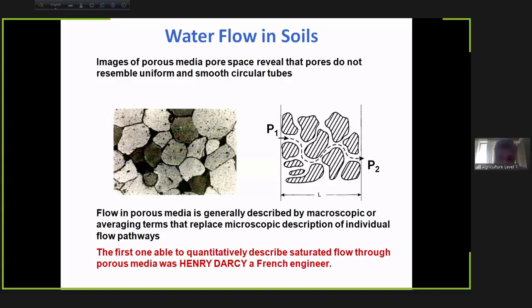Clear? Why do we call the first method gravimetric? Because you are measuring the mass, the weight of water, the weight of oven-dry soil. So this weight is against the gravity. Therefore, we call it the gravimetric method. Clear?